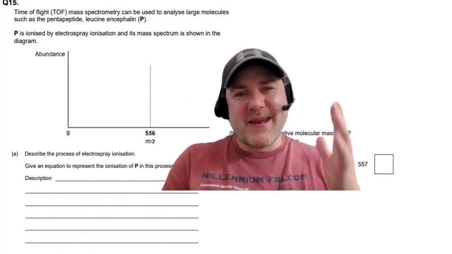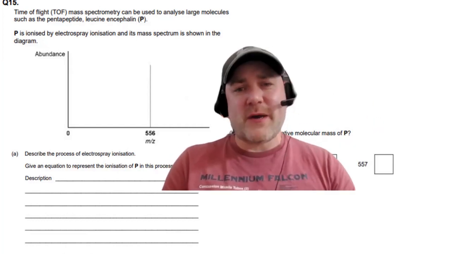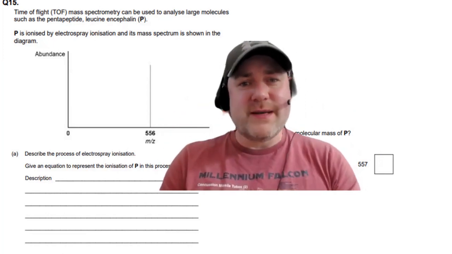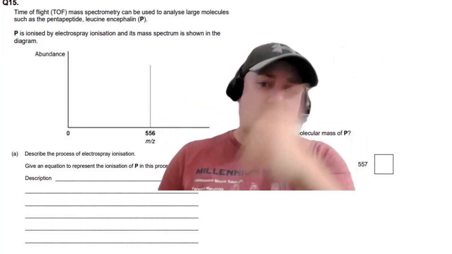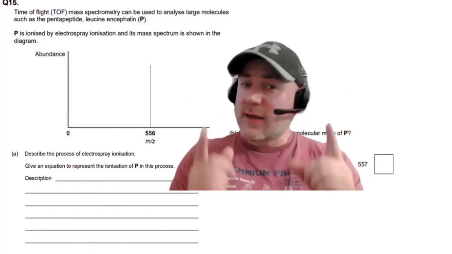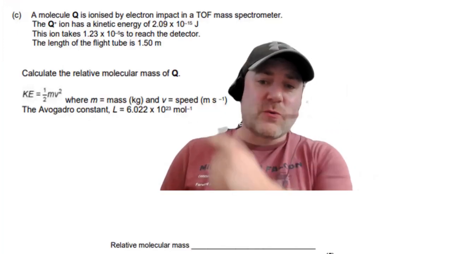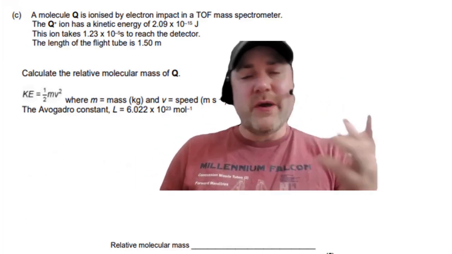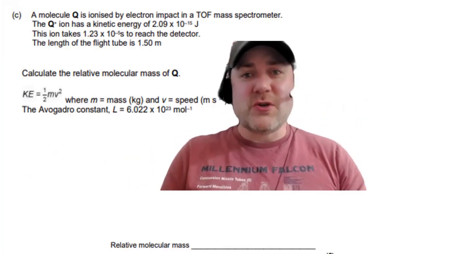So today we're looking at time of flight. We're going to go through an exam question. Check this out. We're going to look at one of these graphs, how to interpret this MZ graph. We're also going to look at electrospray ionization. Can you describe the process? Finally, in this question, we're going to be looking, can you solve one of these, which is, of course, a calculation on time of flight.